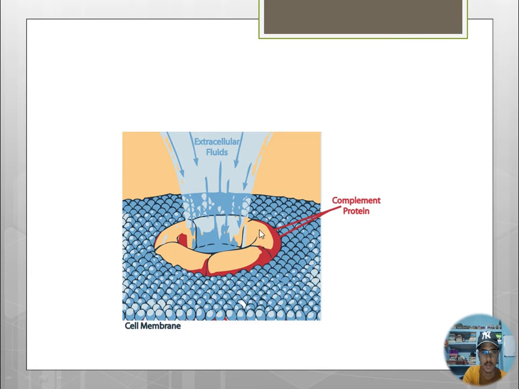And over here you can see how these pores are formed. This is the cell membrane, and these are the complement proteins which created the pores, and the extracellular fluid gets flushed into the cell, and the internal environment of the cell gets disturbed, and the whole cell dies.